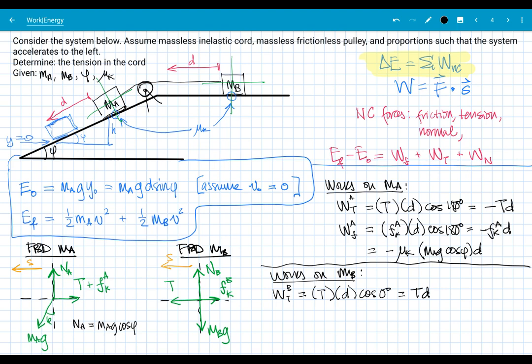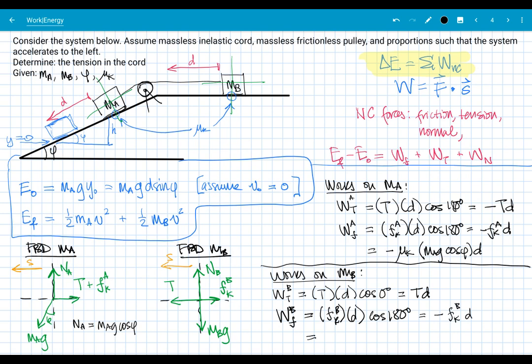And now I need to find the work done by friction, again for B, which is going to be equal to my frictional force, F_kB, times D, and this is cosine 180 degrees. They're in opposite directions, the displacement and the frictional force. So this gives me negative the frictional force on block B multiplied by D.